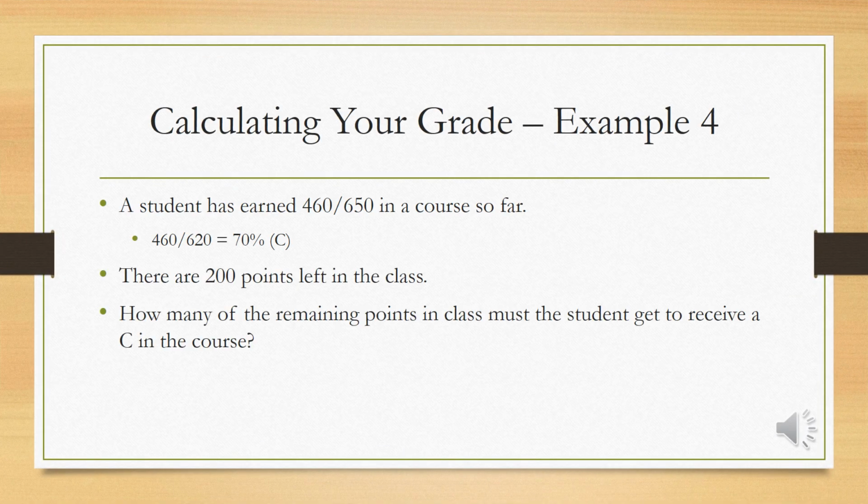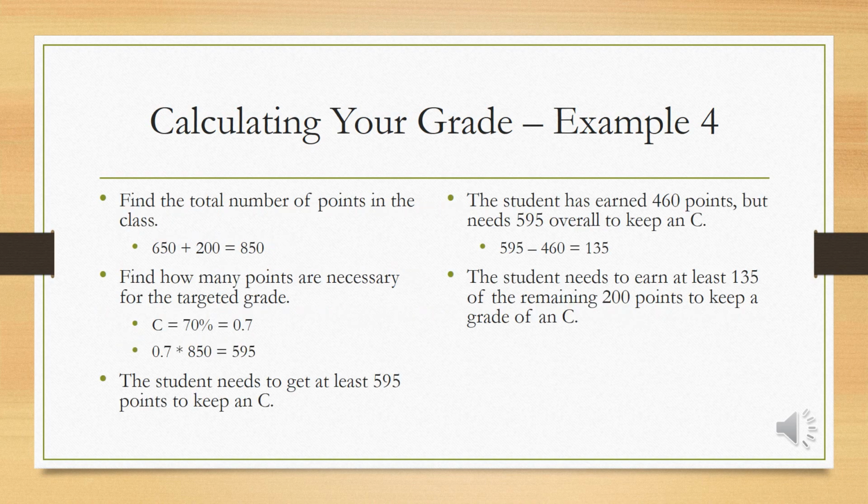A student has earned 460 out of 650 points so far in a course. That gives the student a grade of a 70%, which is a C. There are 200 points left in the class. How many of the remaining points must a student get in order to keep their C? First, we need to find the total number of points in the class. 650 points have been assigned, and there are 200 left, which gives us a total of 850.